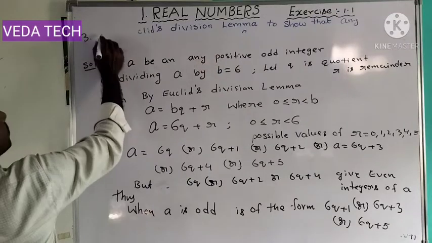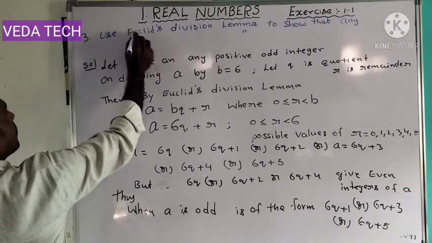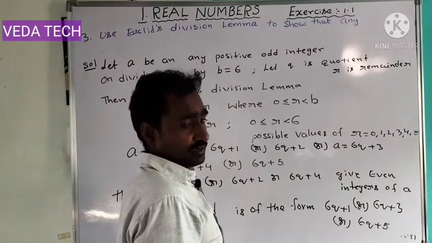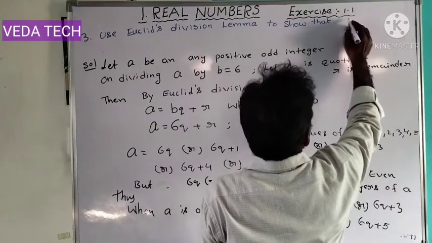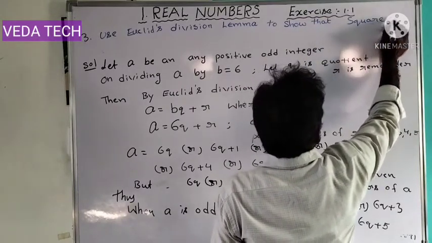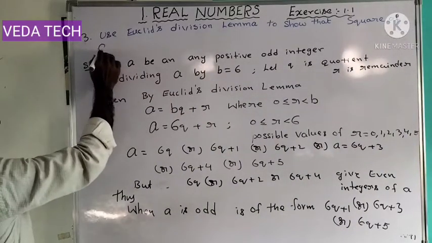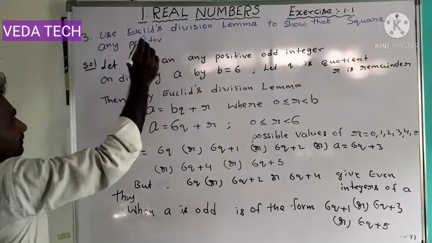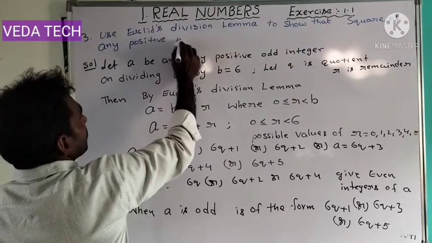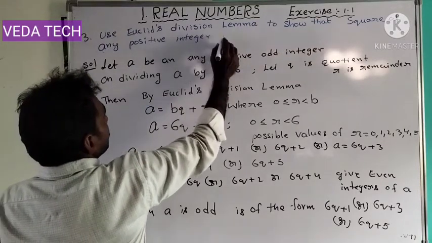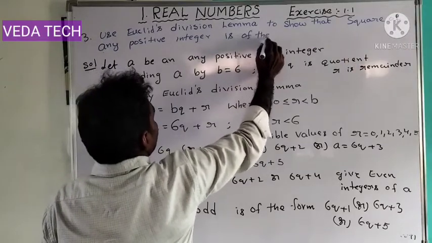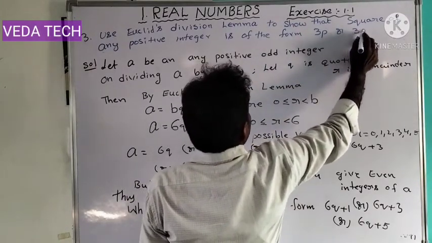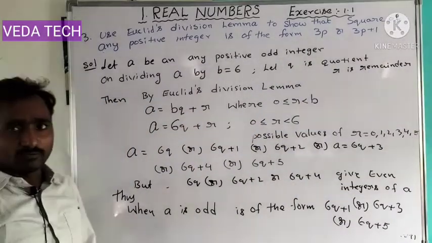Third one. Use Euclid's division lemma to show that the square of any positive integer is of the form 3p or 3p plus 1.